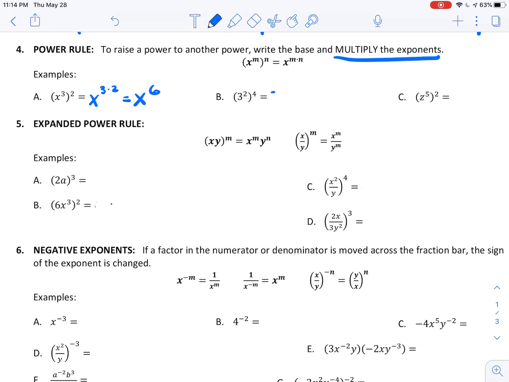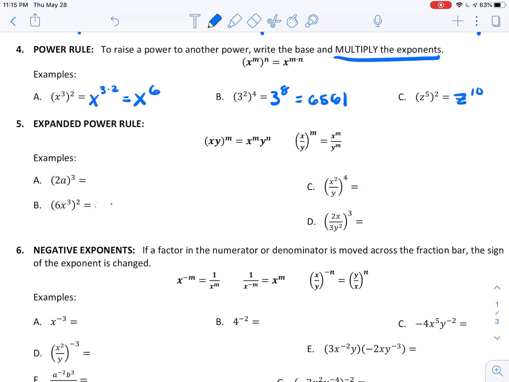3 squared to the 4th power becomes 3 to the 2 times 4, which is 8. Well, 3 to the 8th is quite a large number: 6,561. What about z to the 5th squared? Well, that's 5 times 2, z to the 10th. Notice we don't have two bases here. It's just a power to another power.